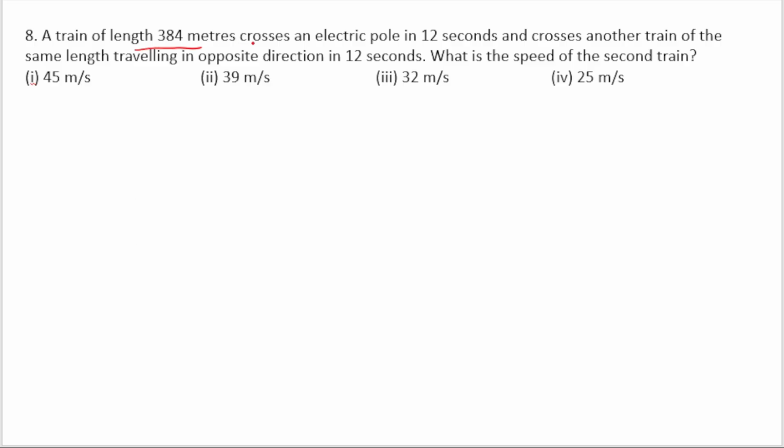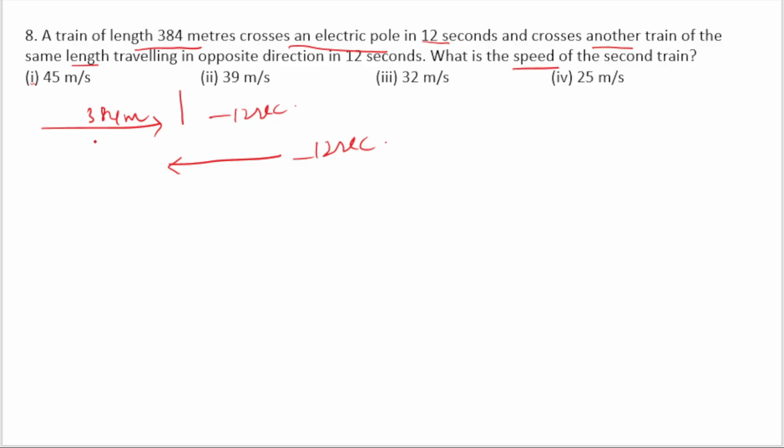A train of length 384 meters crosses an electric pole in 12 seconds. See, this is a train. This is of length 384 meters. It crosses an electric pole in 12 seconds and crosses another train of the same length. Length is also the same and it is traveling in opposite direction. And this takes 12 seconds. What is the speed of the second train?